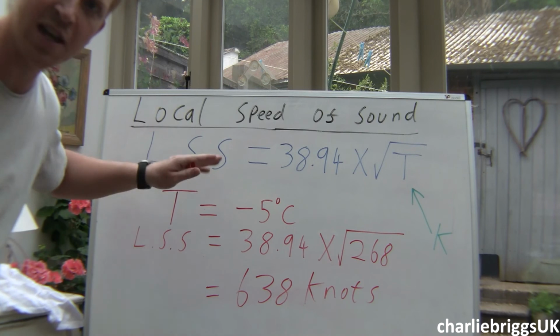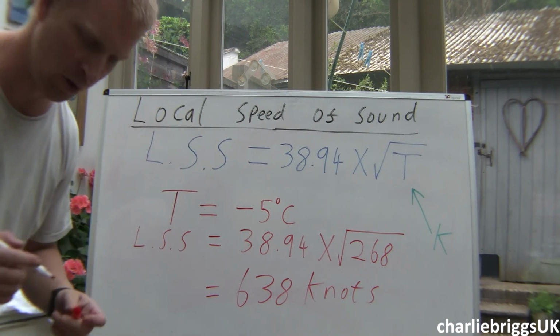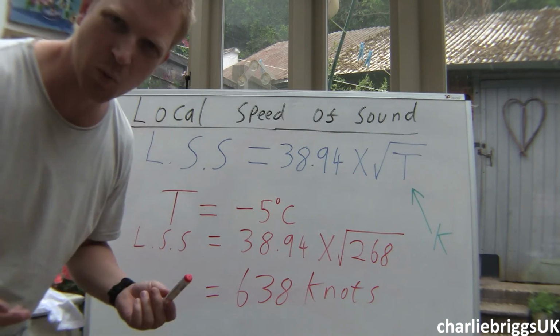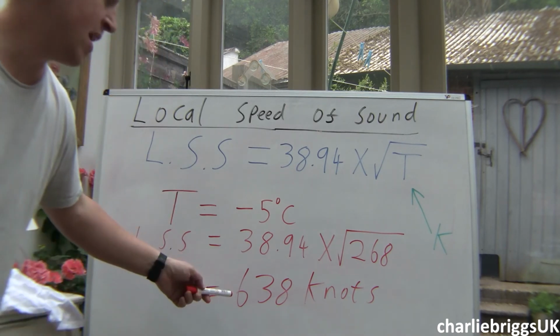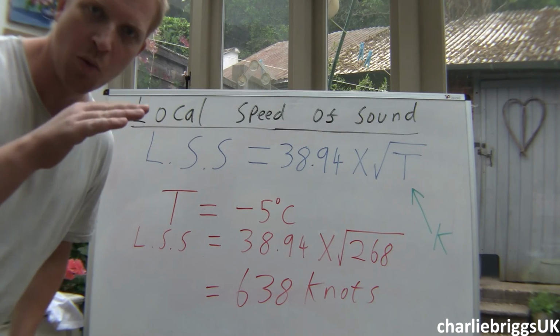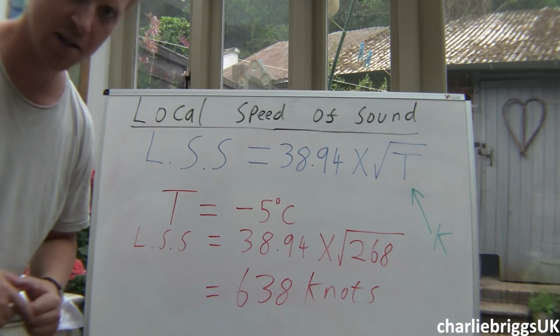So if the temperature is lower than normal, because we call 15 degrees Celsius normal, the local speed of sound will also be less. Remember that.